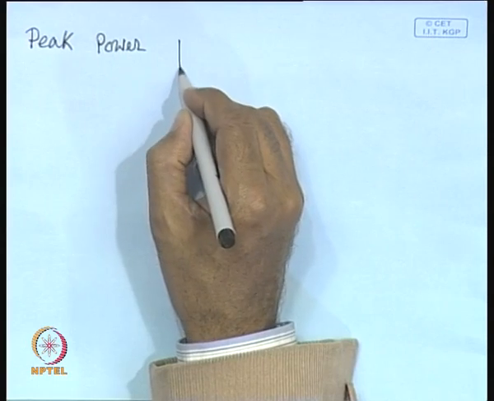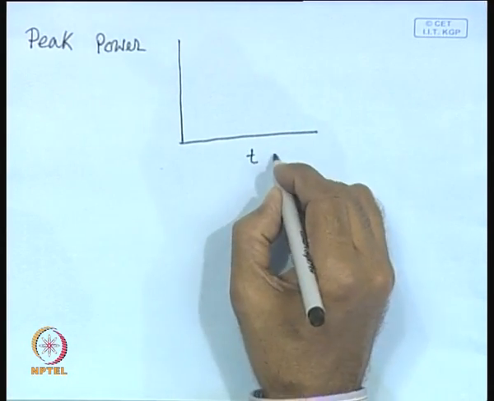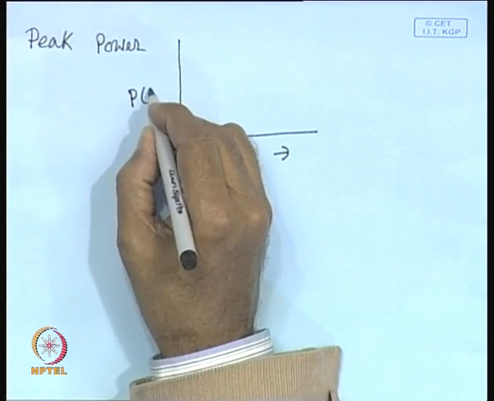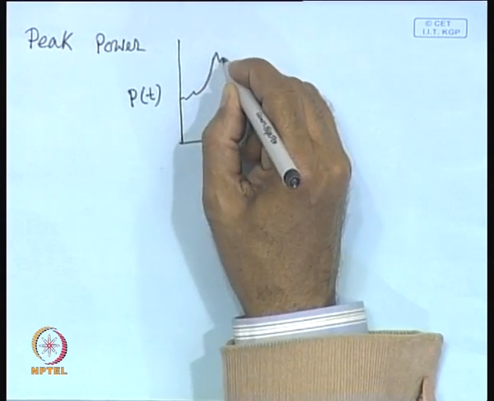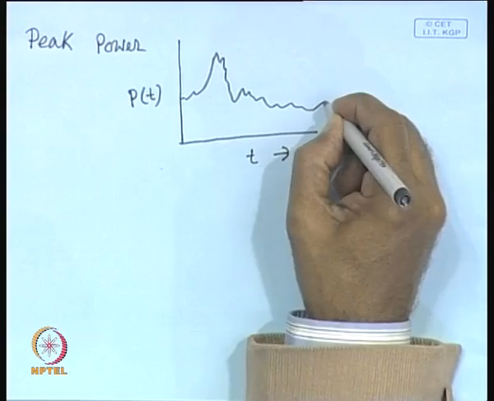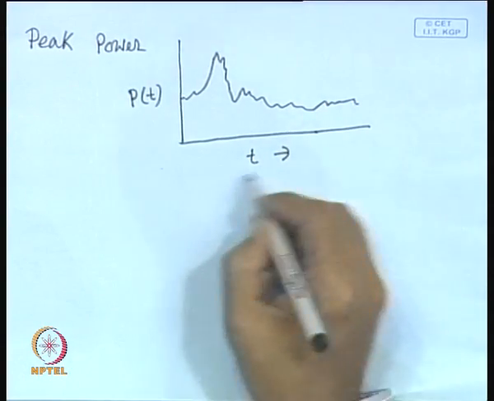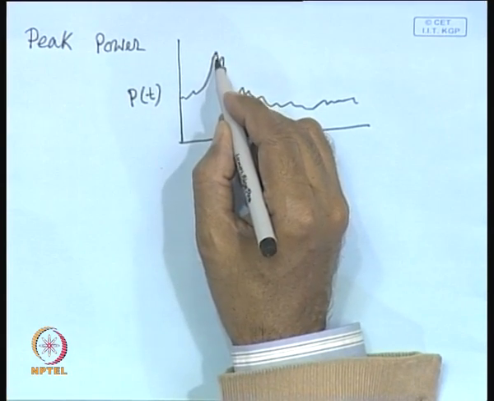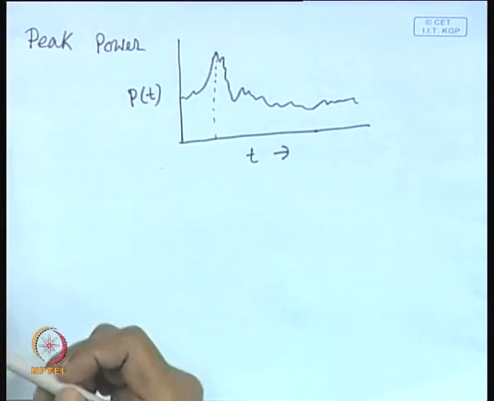If you plot the power dissipation of a circuit over a period of time, this is the power which is a function of time, you will find that it is not constant. So, sometimes it is more, sometimes it is less, and so on. So, it will be somewhat like this. So, it is a function of time. You may be asking why this kind of peak, maximum power occurs. It occurs in many situations.